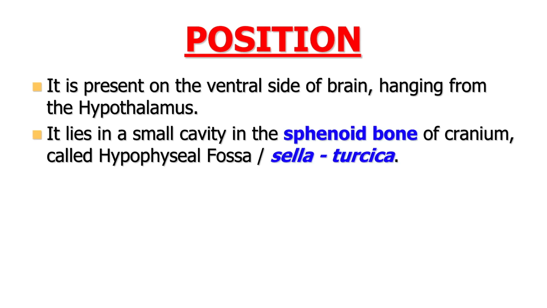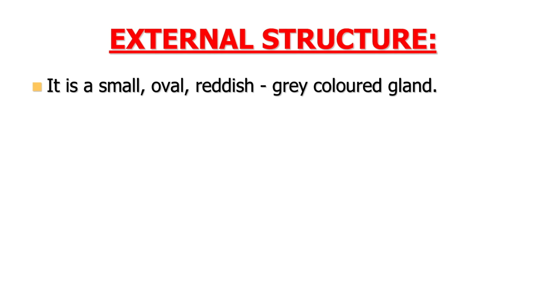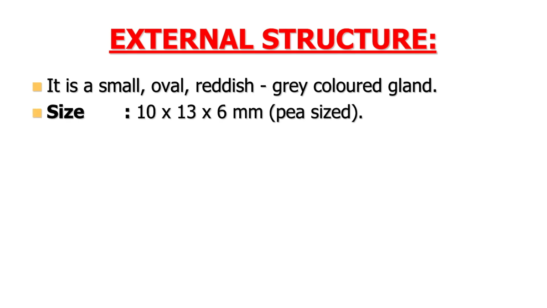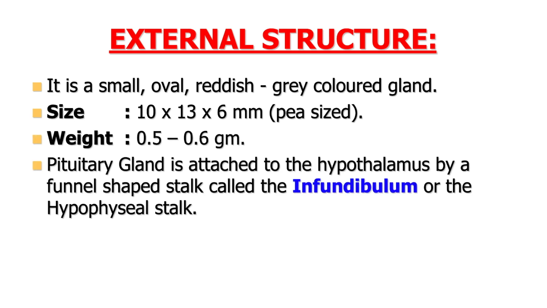Position of the pituitary gland is that it is located on the ventral side of the brain, hanging from the hypothalamus. It lies in a small cavity in the sphenoid bone of the cranium called the hypophyseal fossa or the sella turcica. Externally, the pituitary gland is a small, oval, reddish grey colored gland. It is going to be roughly about 10 by 13 by 6 millimeters, pea size. Weight is about 0.5 to 0.6 grams, and it is attached to the hypothalamus by a funnel shaped stalk called the infundibulum or the hypophyseal stalk.